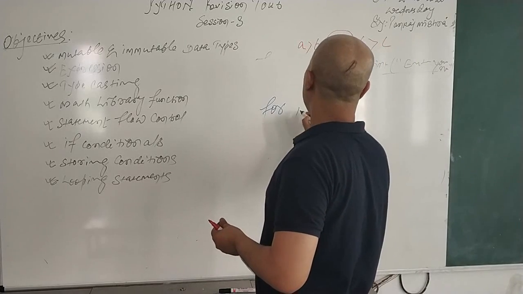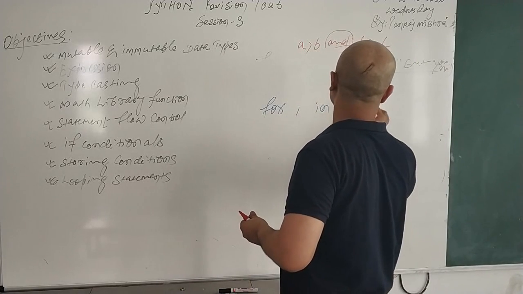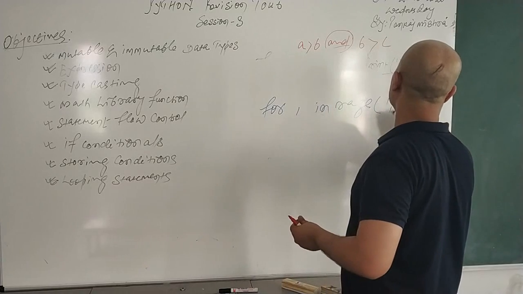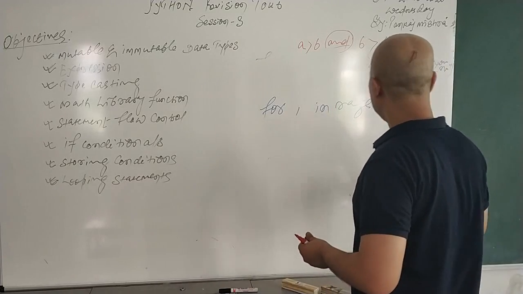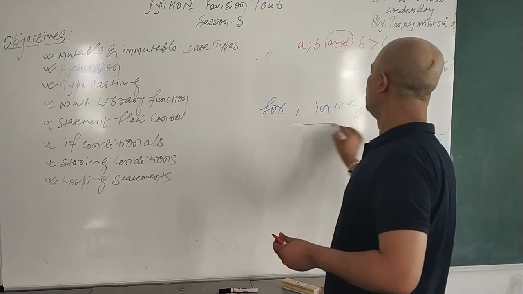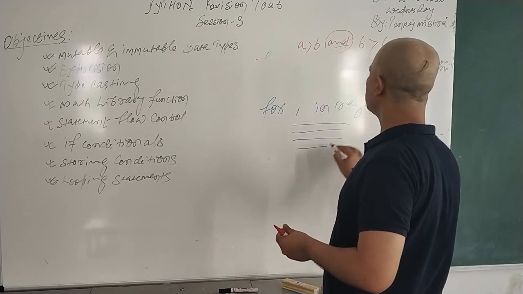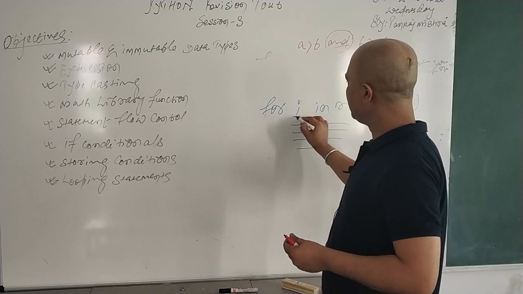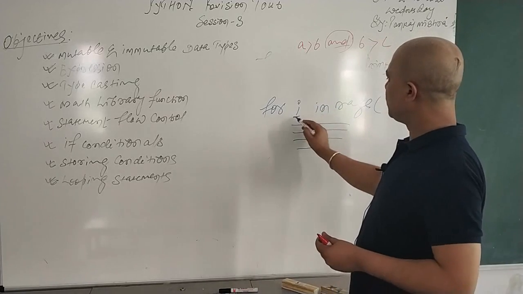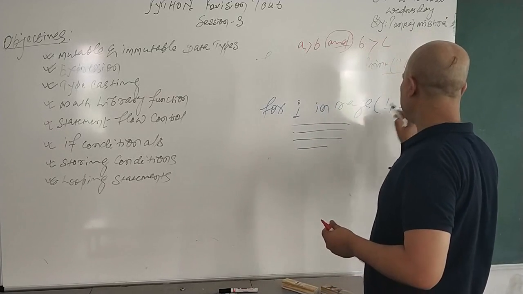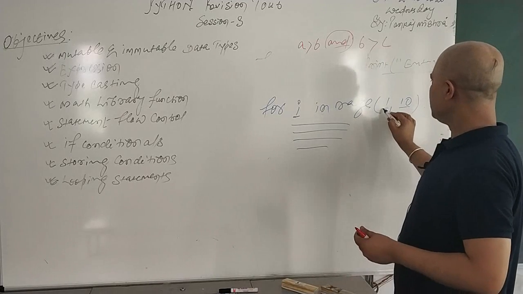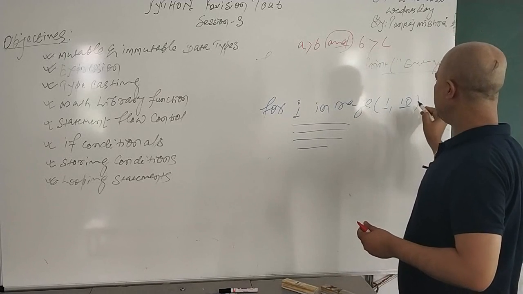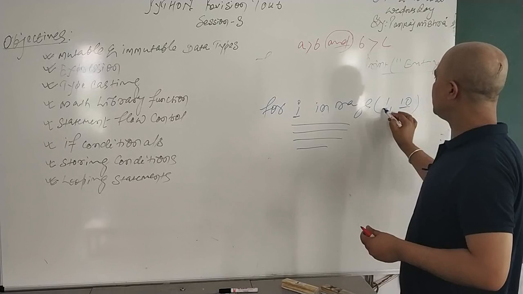For i in range(1, 10). Since it's a loop, you want some statement to execute until this condition. Here i is a variable name whose value keeps on varying from 1 to 10. This is the initial value, that is the last value, and by default, if there is no increment, it will keep on incrementing by 1.